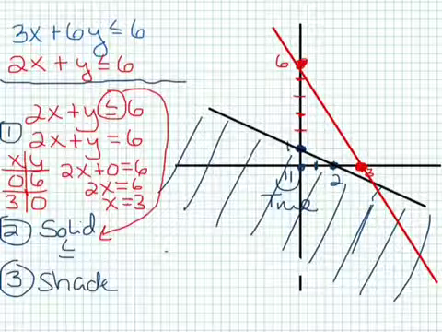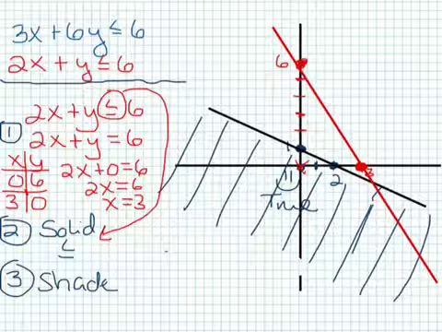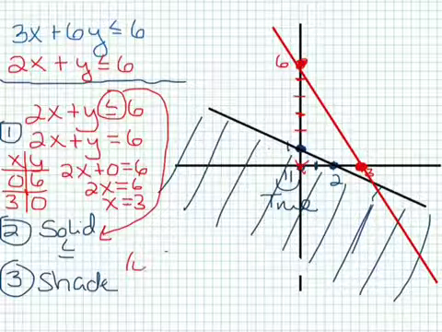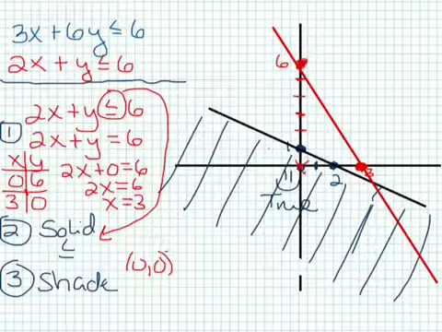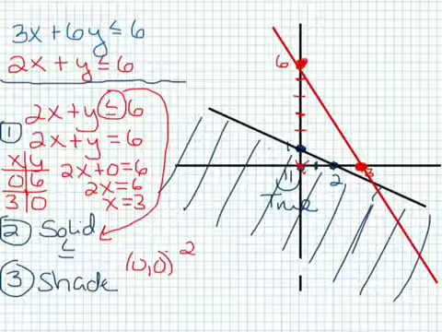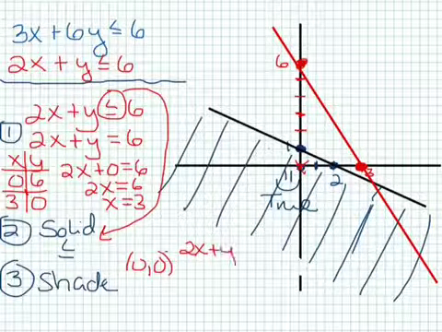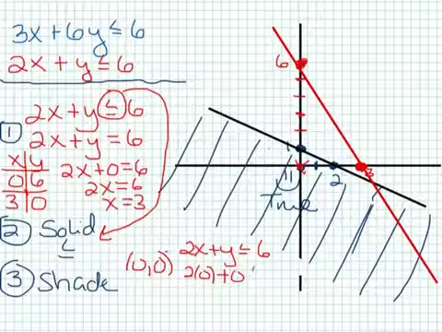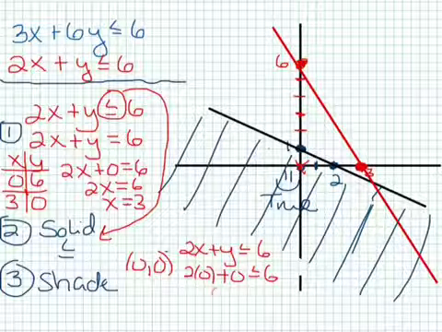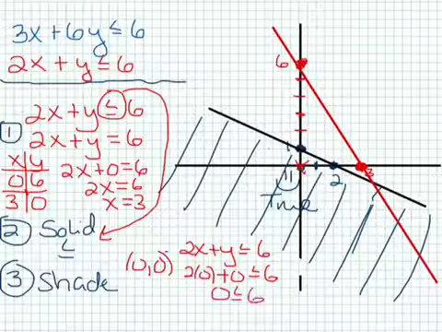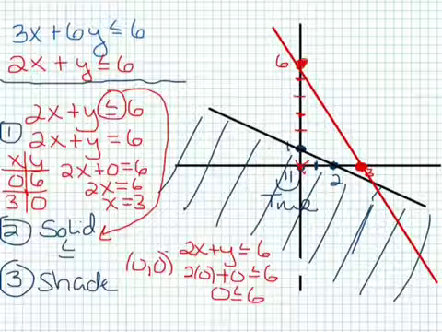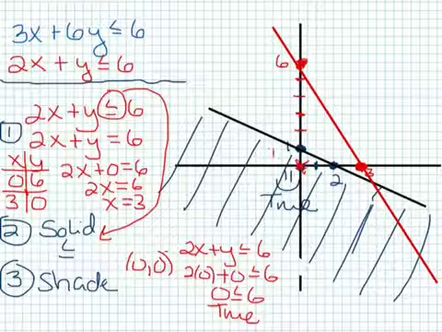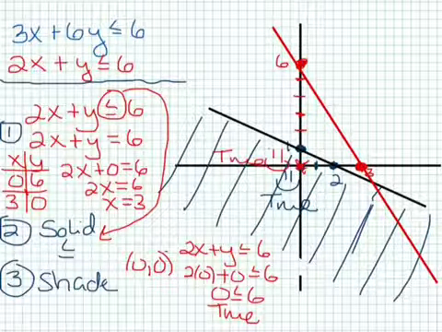And also, again, since 0, 0 is wonderfully not on my line, I can pick 0, 0 to figure out the shading. So we'll pick 0, 0 here as well. So we'll plug it back into the inequality. The inequality 2x plus y is less than or equal to 6 will be 2 times 0 plus 0 is less than or equal to 6. Or 0 is less than or equal to 6. Again, that's a true statement. So since we're at 0, 0 down here, again, this is true for the red line also.